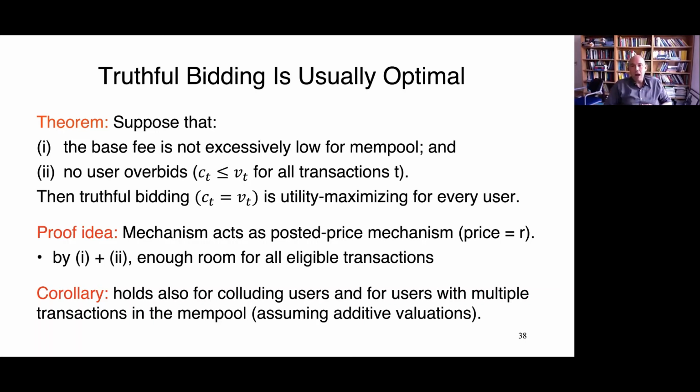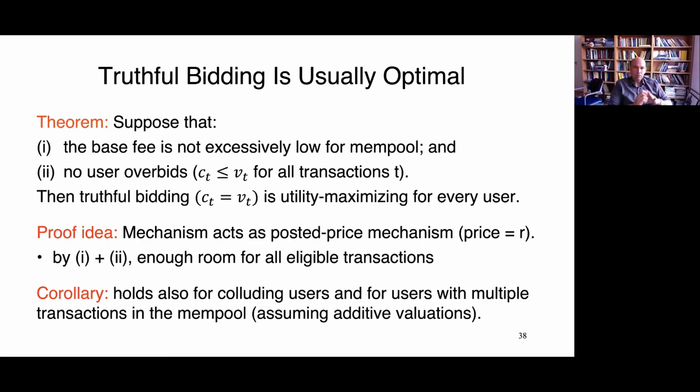Basically, in this regime when there's no competition for the 30 million units of gas, the mechanism is really just acting as a posted price mechanism, where that posted price is equal to the base fee, or maybe the base fee plus some nominal amount to give minimal incentives to the miner. Okay, so because under these conditions you don't have competition, the incentives all work out just fine.